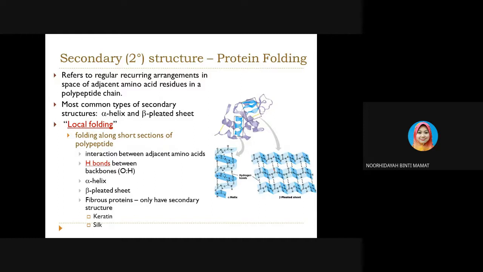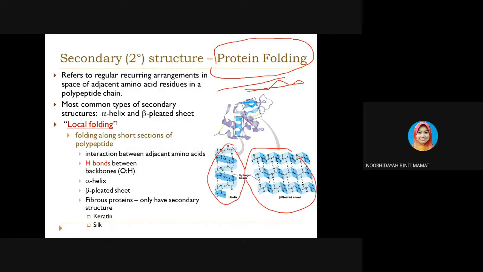So that is the first structure. We go to the secondary structure, which involves protein folding. The linear polypeptide will fold together. The secondary structure refers to regular recurring arrangements in space of adjacent amino acids in a polypeptide chain. The most common types of secondary structure are the alpha helix structure and the beta-pleated sheet structure. The local folding folds the chain of amino acids along short sections of the polypeptide.